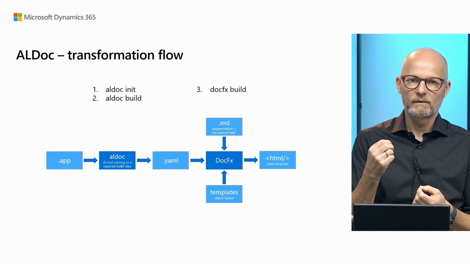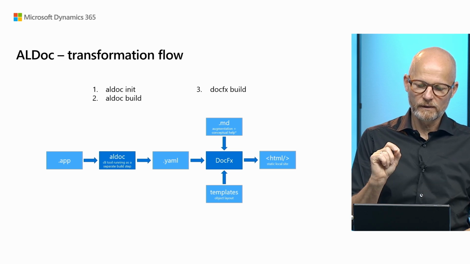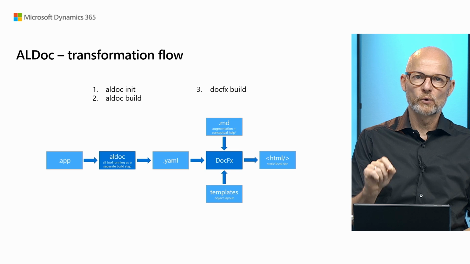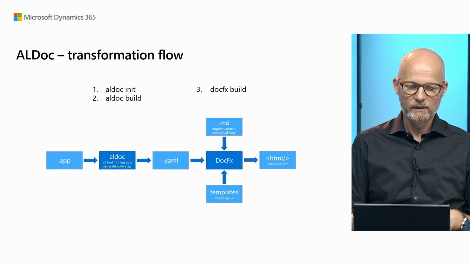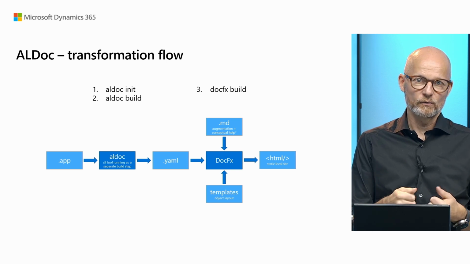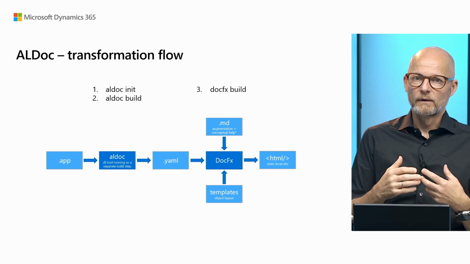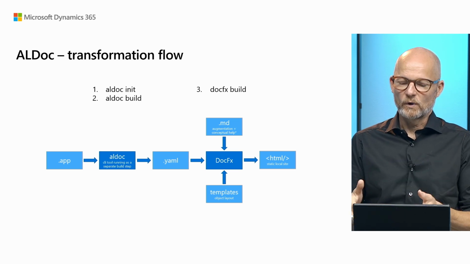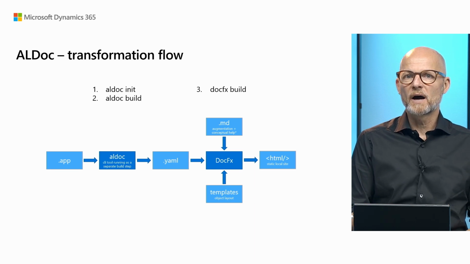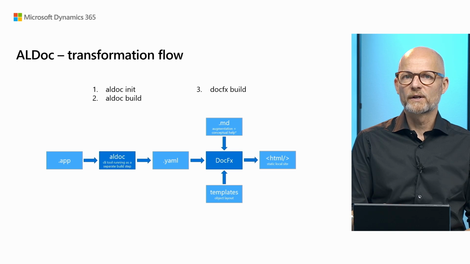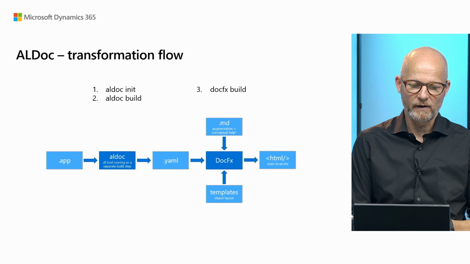initializes a folder with the needed templates to show AL documentation, reference documentation. That's one-time only, and you will only need to call that if you want to initialize your documentation repo once again. The other one, ALDoc build, is the command you will run whenever you have made changes or you want to update your documentation from a .app file.